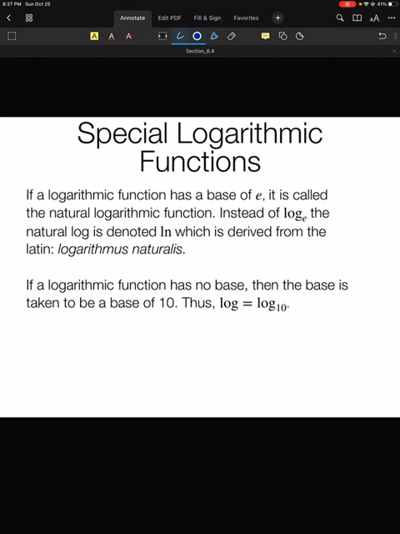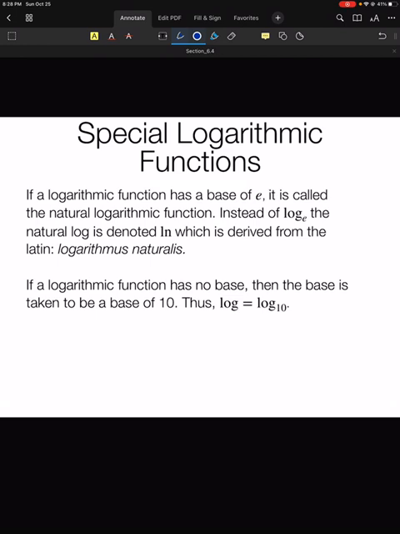But before we do, we need to learn about special logarithmic functions, because I'm going to use two different notations, or two different kind of symbols for logs when we start working with them here in a second. There's a special kind of log, and that log is one that has a base of e.